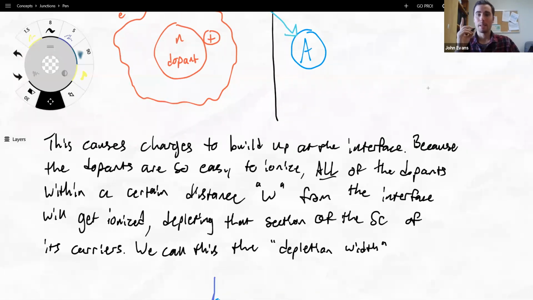And interestingly, because these dopants are so easy to ionize, essentially all of the dopants within a certain distance that we're going to call W from the interface are going to get ionized. So if you are within this distance W that is needed to balance out some charges, and we'll get to exactly why that happens, all of the dopants are ionized, all of them. So that'll be a useful concept later.